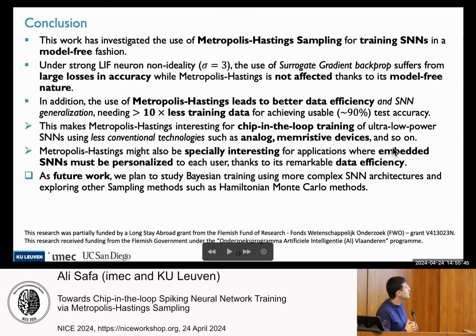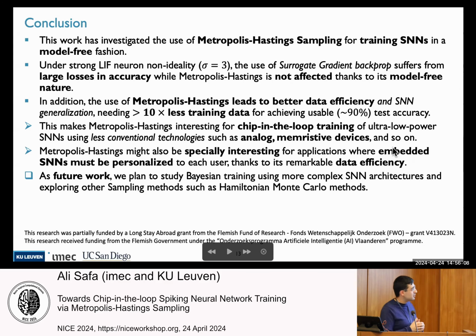So I'm at the conclusion now. In this work, we investigated the use of Metropolis-Hastings as an alternative way of training spiking neural networks in a model-free manner that could be used in chip-in-the-loop setups. We saw, quite remarkably, that the system gives better data efficiency, in addition to not being affected by the hardware non-ideality degree, because it is a model-free approach.